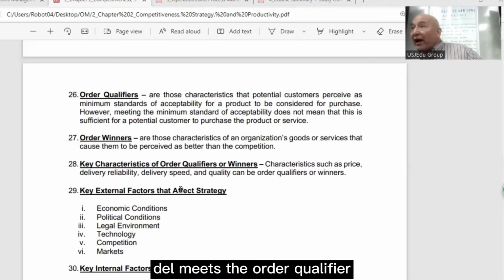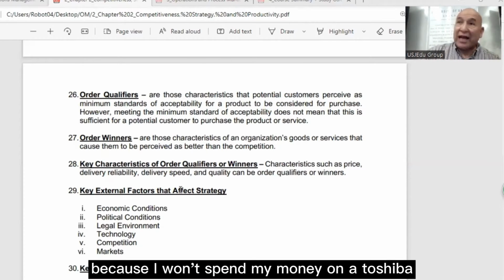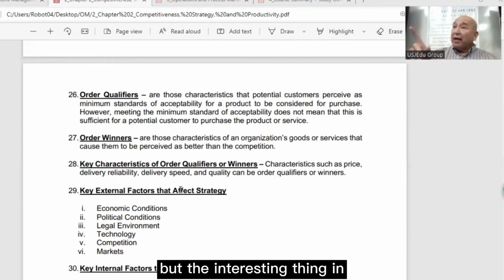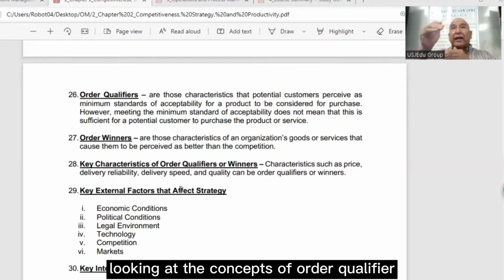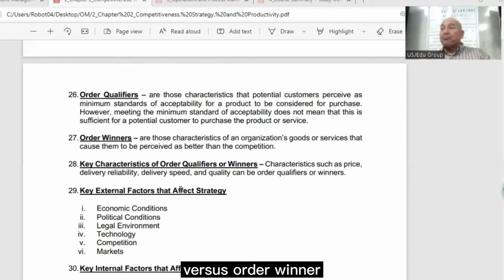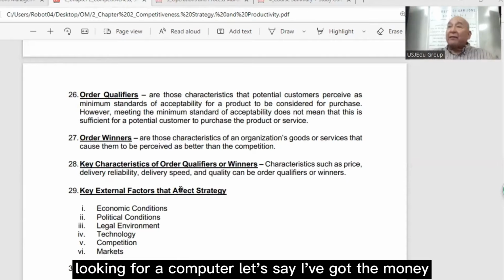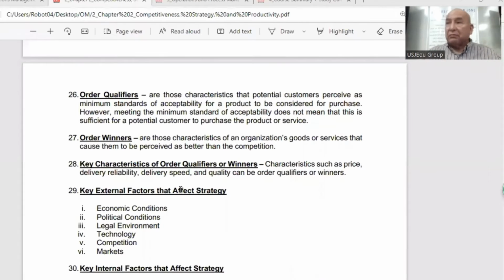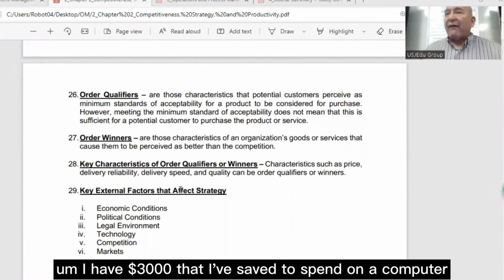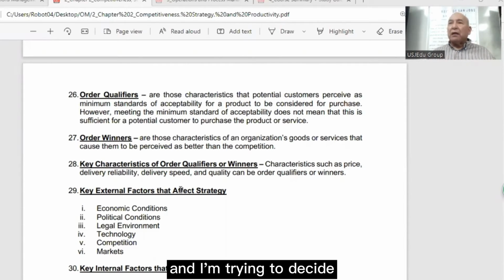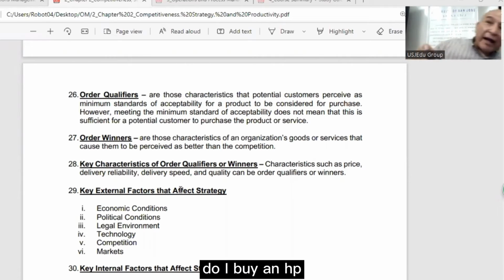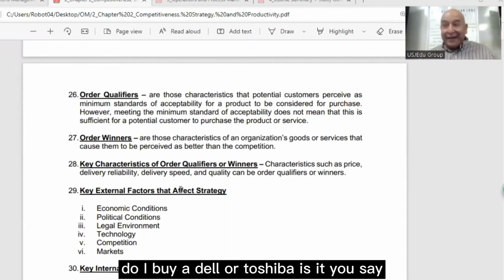Dell meets the order qualifier. Toshiba doesn't, because I won't spend my money on a Toshiba. I'm basically making it up. But the interesting thing in looking at the concepts of order qualifier versus order winner, when I'm out looking for a computer, let's say I've got the money, I've got $3,000. It actually probably would cost something like that. I have $3,000 that I've saved to spend on a computer, and I'm trying to decide, do I buy an Apple? Do I buy an HP? Do I buy a Dell or Toshiba?